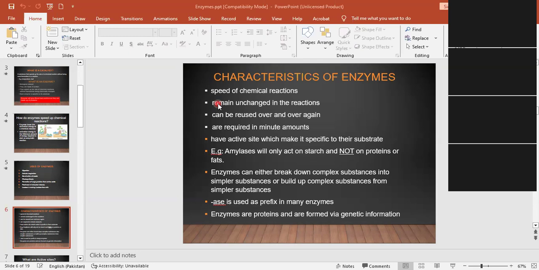आते हैं, काम करते हैं. एक substrate पे काम किया, फिर दूसरे substrate पे, फिर तीसरे substrate पे काम किया. खुद उसको कुछ नहीं हो रहा, वो substrate के ऊपर act कर रहा है. And they can be reused over and over again. And if something is being reused again and again, I would be needing it in a minute amount.